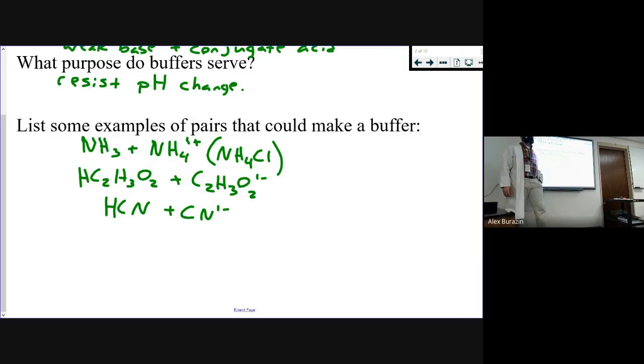HClO3, HClO2, HClO are all weak acids. Any of those can make buffers. Phosphoric acid, H3PO4, you can make a buffer from. Tons and tons of weak acids exist. Okay? Tons of them. And it doesn't really matter. As long as it's weak, you can make a buffer. All right, we'll just leave it there for now.